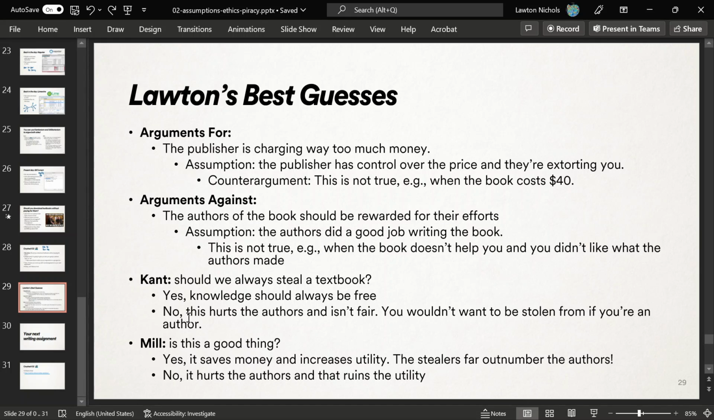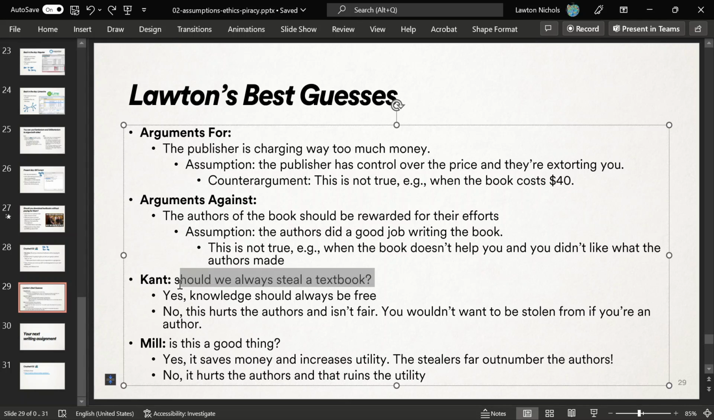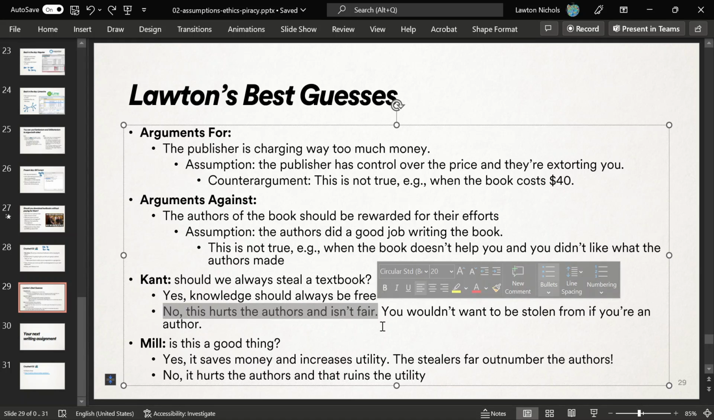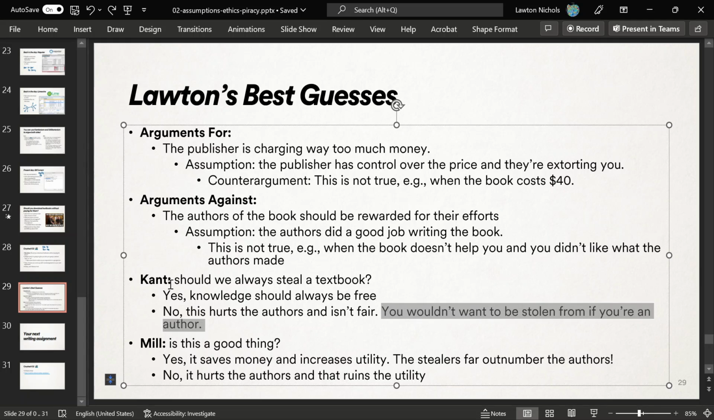And then you could give this idea to Kant and to Mill. Kant might ask, should we always steal a textbook? And again, he could say yes or no. Like, yes, knowledge should always be free. That's something that he might think. Or no, again, this hurts the authors. It's not fair. If I were an author, I wouldn't want a book stolen from me. Again, you think about it in that way. Kant could say yes or no.